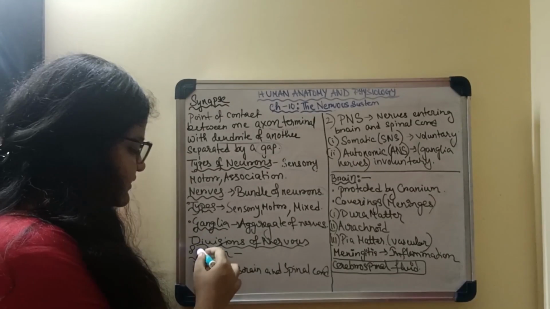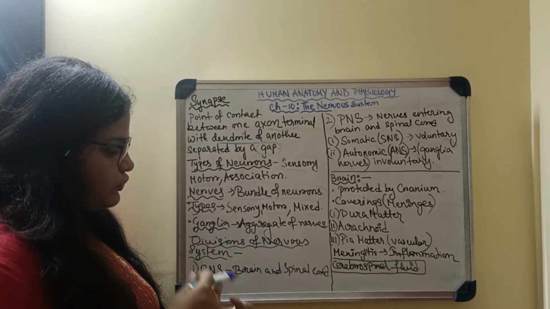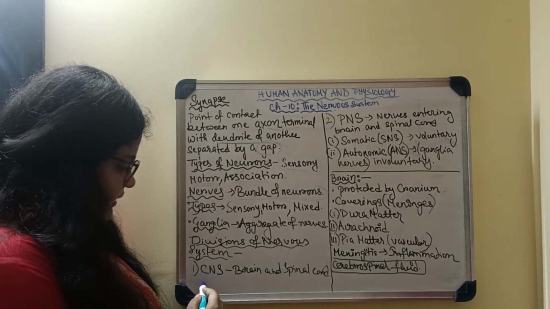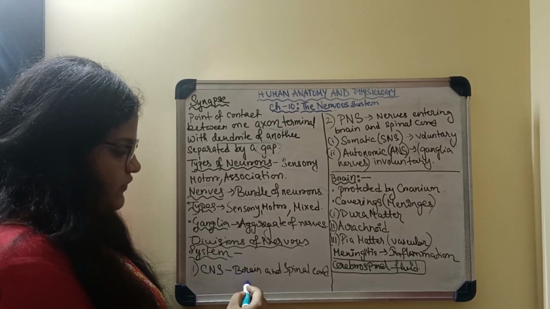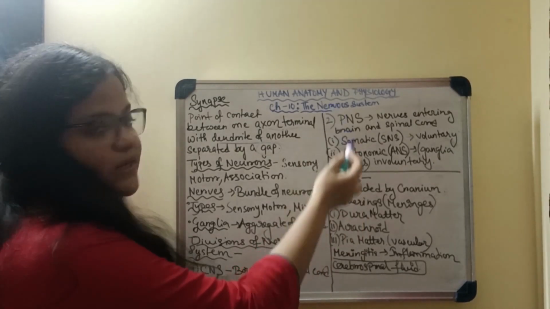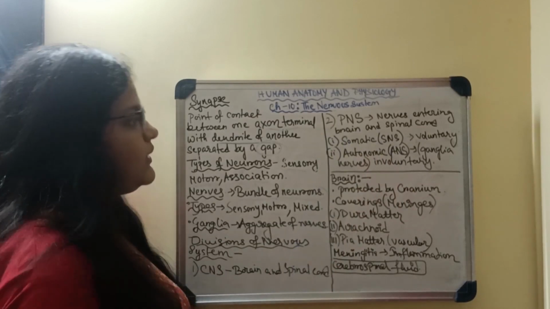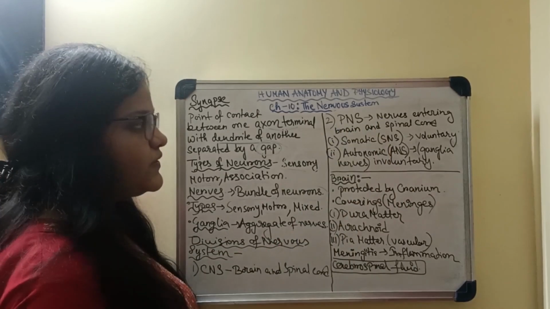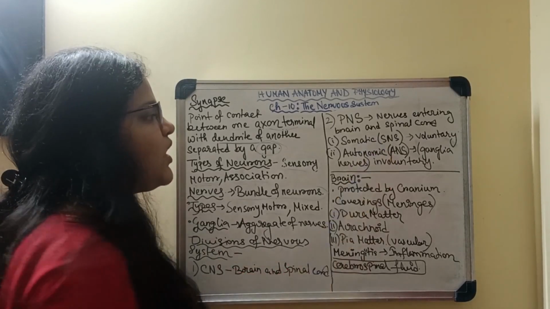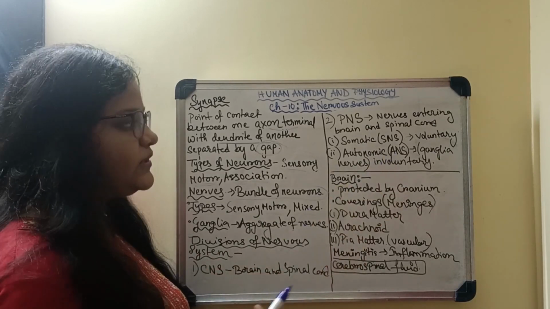Okay. Next comes the division of nervous system. Okay. The nervous system दोनों parts में divided. What are those? Those are the CNS or the central nervous system, which consists of the brain and the spinal cord, and the PNS, which is the peripheral nervous system. It consists of the nerve center in the brain and the spinal cord. Okay. Now this PNS or the peripheral nervous system is further divided into two parts, which are the SNS or the somatic nervous system and the ANS or the autonomic nervous system.